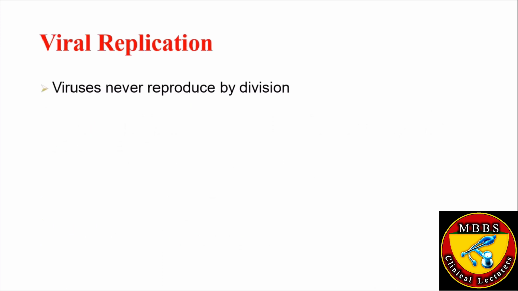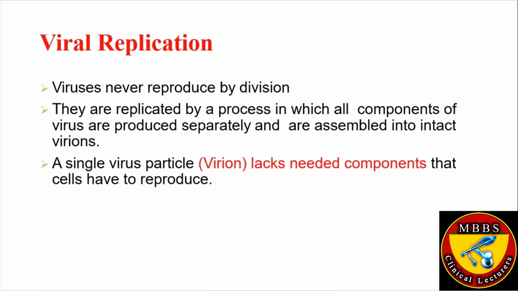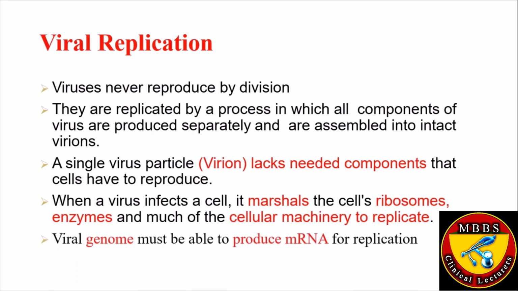Viruses never reproduce by division, but they are replicated by the process in which all components of the viruses are produced separately and are assembled into intact virions. A single virus particle that is called a virion lacks needed components that cells have to reproduce. That's why when a virus infects a cell, it marshals the cell's ribosomes, enzymes, and much of the cellular machinery to replicate. Viral genome must be able to produce messenger RNA for replication.